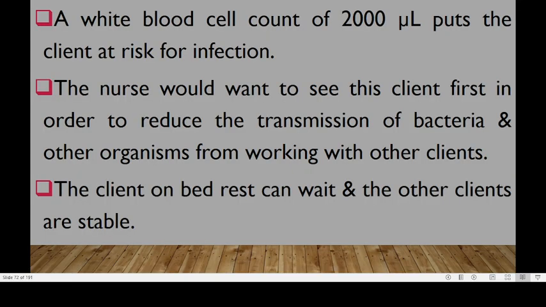A white blood cell count of 2000 puts the client at greatest risk for infection. The nurse will want to see this client first in order to reduce the transmission of bacteria and other organisms from working with other clients. The client on bed rest can wait and other clients are stable.